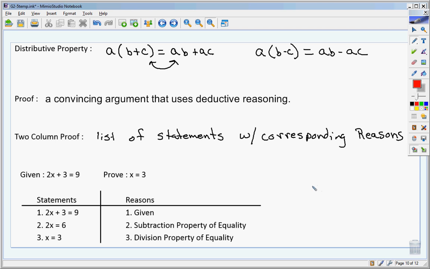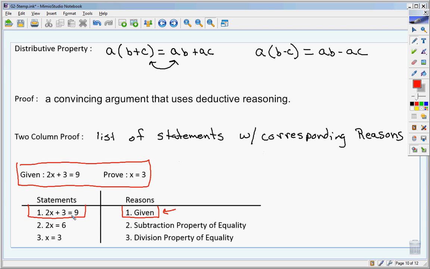Most of the time when you're asked to prove something, it'll start out just like this. Given this statement, prove that x equals 3. The first statement of a proof, 9 times out of 10, probably 99 times out of 100, is that given statement. You've got to have a place to start. You start with what they gave you.